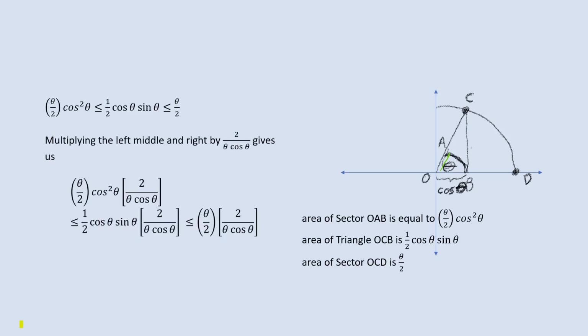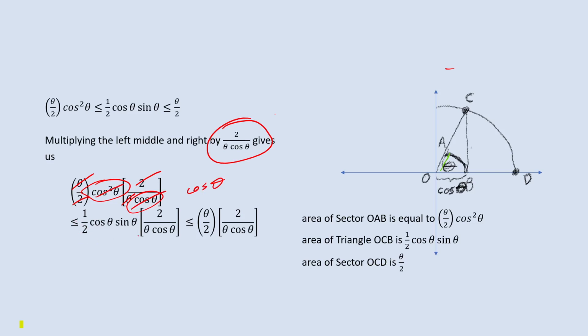Now, what we're going to do is multiply the left, the middle, and the right each by 2 over theta cos theta. Now, as often happens in these proofs, someone else has already done the hard work of figuring out what's the convenient quantity to multiply everything by. So this 2 is going to cancel with that 2. This theta is going to cancel with this theta. And we've got a cos theta in the denominator and a cos squared theta in the numerator, so they'll cancel out. And what we'll be left with there is just a cos theta.